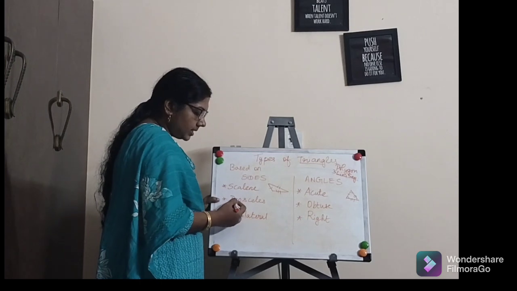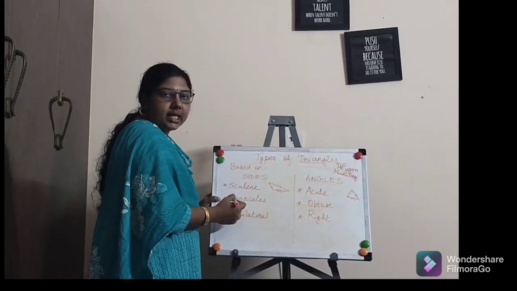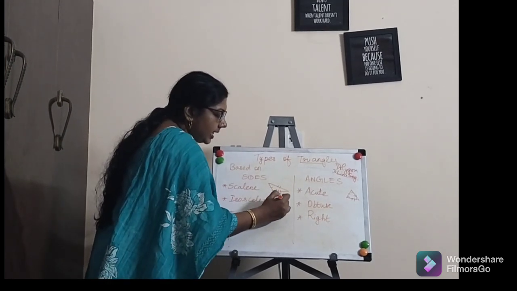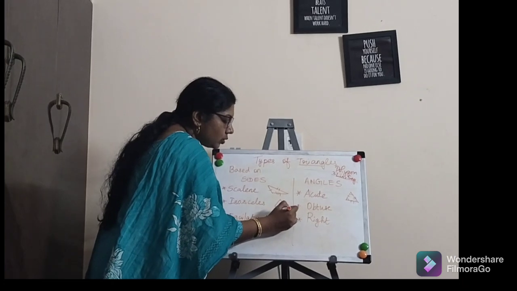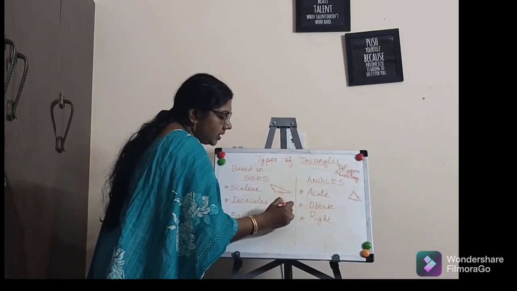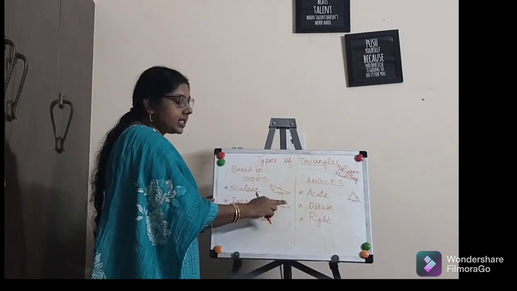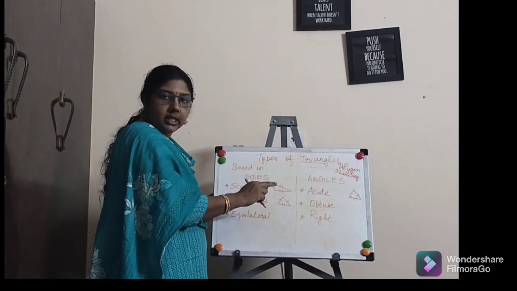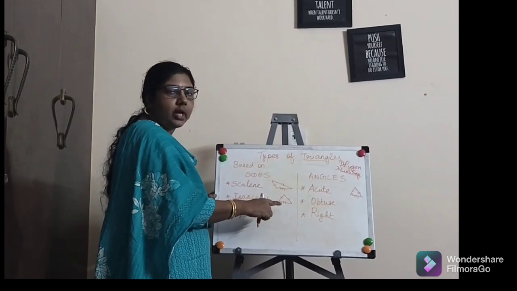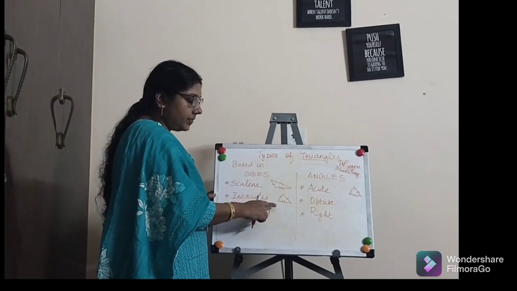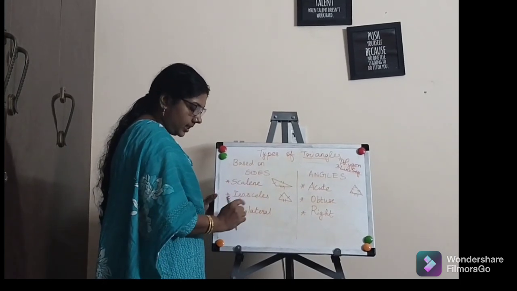Now the next type is isosceles triangle. Isosceles triangle has any 2 sides equal. Two sides are going to have equal measure and the third side is going to have a different measure. Only 2 of the sides of this triangle are going to have equal measure while the third side is going to have a different measure. This kind of triangle is called isosceles triangle.